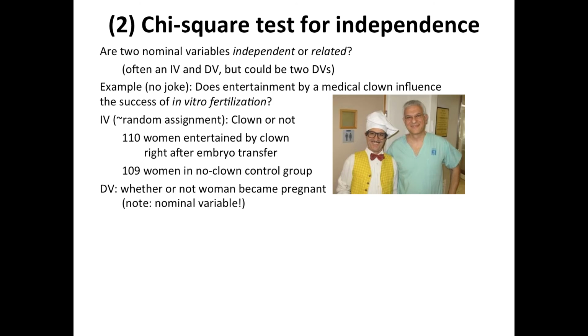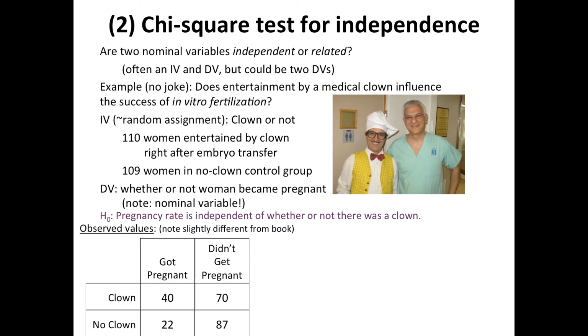Someone's either pregnant or they're not. There's not sort of a more or less pregnant, right? So the null hypothesis here is that pregnancy rate is independent of whether or not there was a clown. In other words, it wouldn't matter whether a clown came in and tried to make the woman laugh or not. Pregnancy rate is what it is, and the clown's presence or absence doesn't matter.